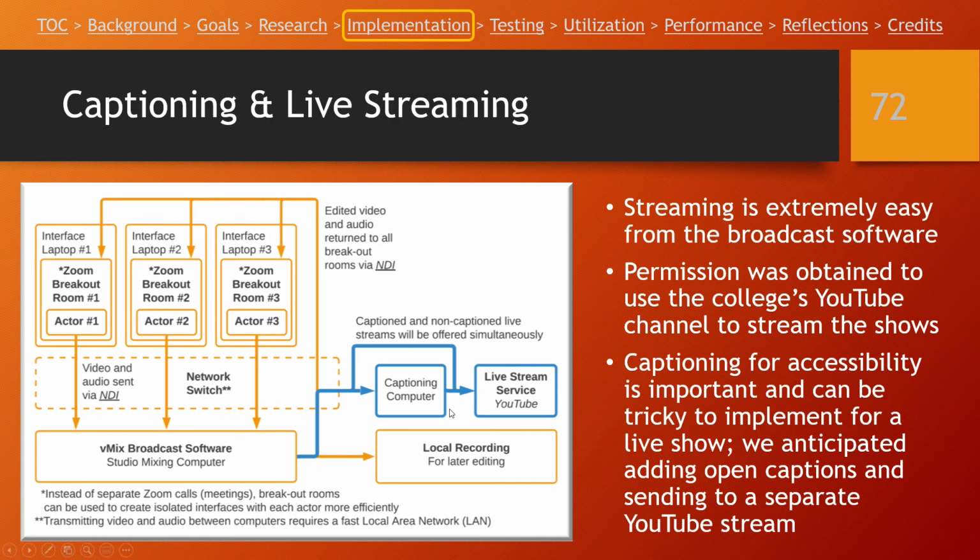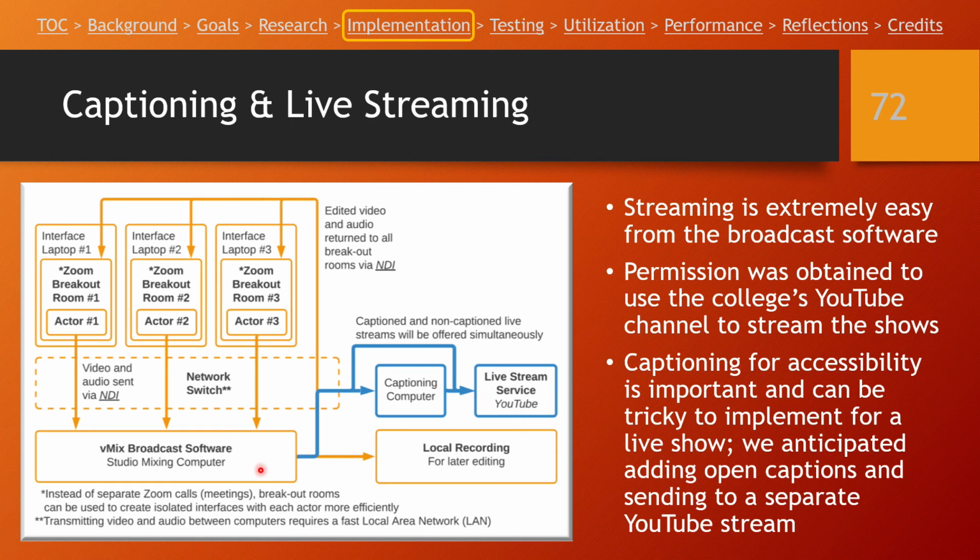Okay, well, the next part of this system is captioning and live streaming. Streaming is very easy for most broadcast programs. That's what they're set up to do. So there's going to be options in the software to send your video out to ultimately a live stream. And we obtained permission to use our college's YouTube channel to do the streaming. So that's why we're planning to use YouTube.